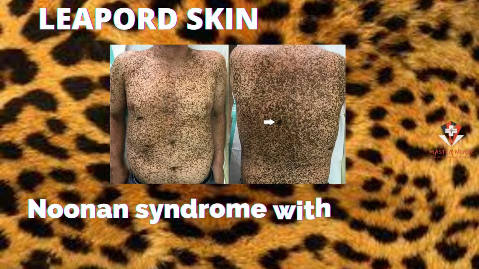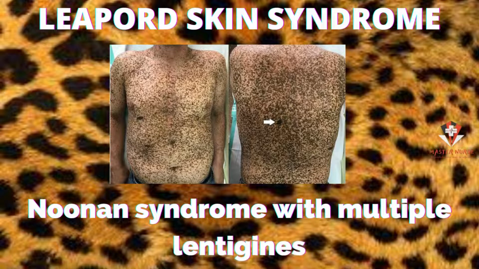The last symptom, leopard skin syndrome. The skin will have a leopard-like appearance. There will be round black and brown spots on the skin. This is commonly seen in a disease called Noonan syndrome. This is also a genetic autosomal dominant disorder. There will be black and brown freckle-like spots on the body, giving a leopard-like appearance.